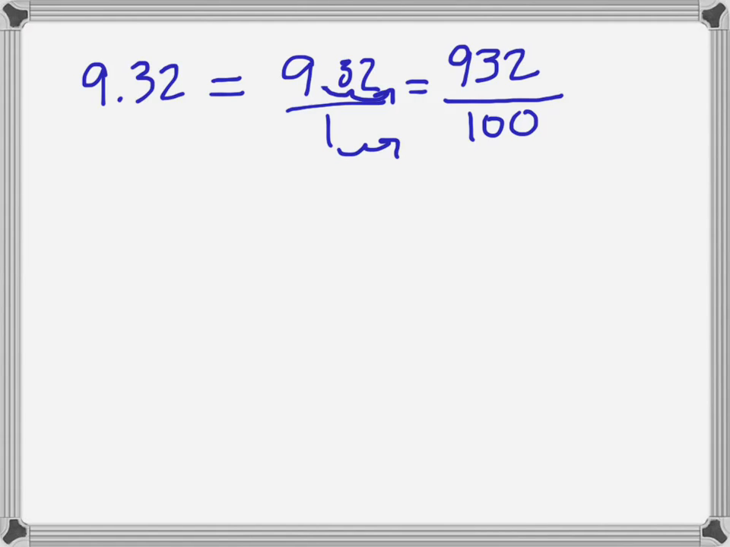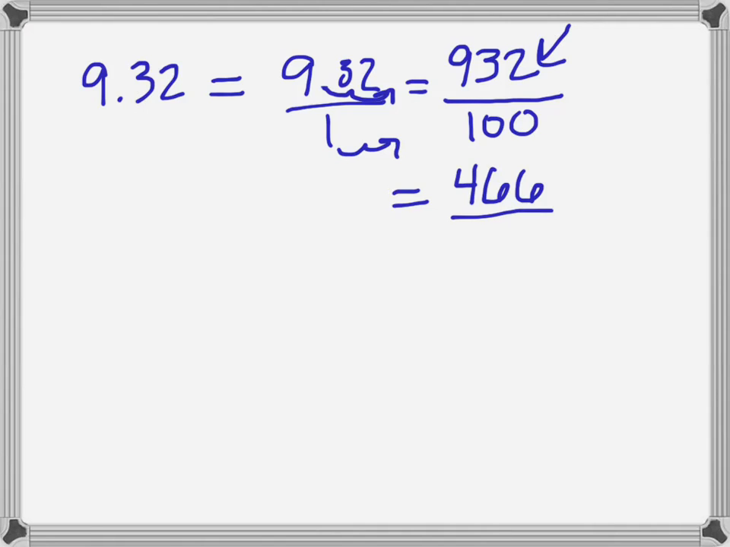And then I would go through the steps to reduce this fraction. All right, so I can see that this one's divisible by 2 because the last number is even. All right, and dividing by 2, I get 466.